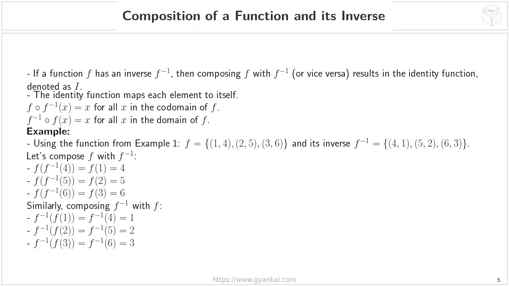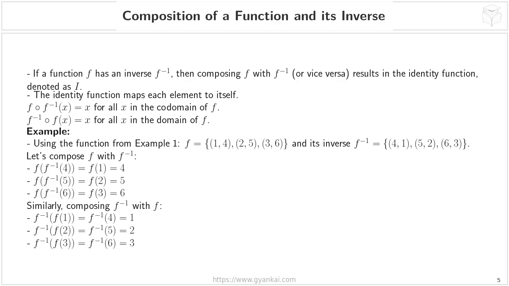Let's start with f⁻¹ of f of 1. First, f of 1 is 4, and then f⁻¹ of 4 is 1. So f⁻¹ of f of 1 equals 1. Next, f⁻¹ of f of 2. f of 2 is 5, and f⁻¹ of 5 is 2. So f⁻¹ of f of 2 equals 2.